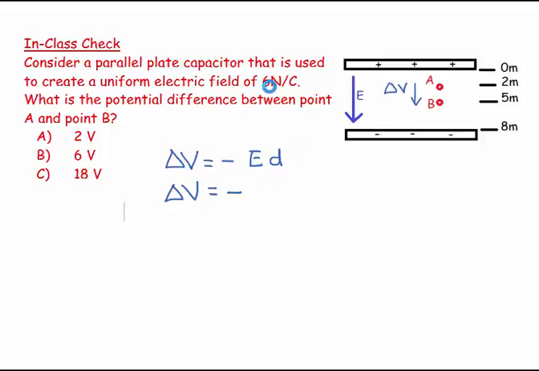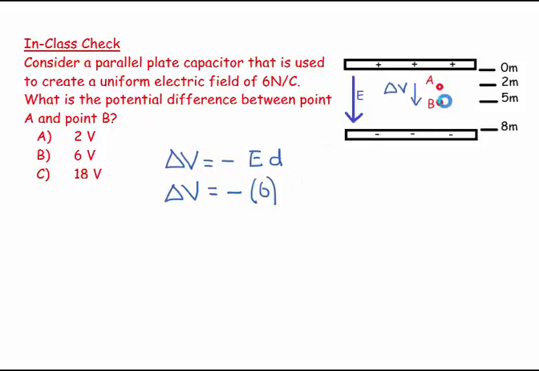Well, E is 6 newtons per coulomb and it's uniform, so it doesn't matter whether I'm near one plate or near another plate or near one edge or near another edge. For a uniform electric field, it's nice and uniform. So E is the same all over the inside of these two plates, and so E will be 6.